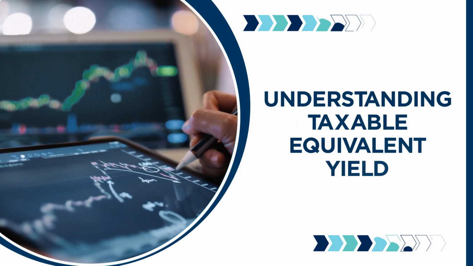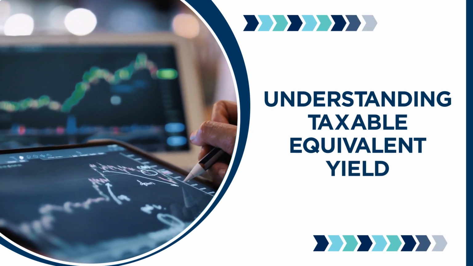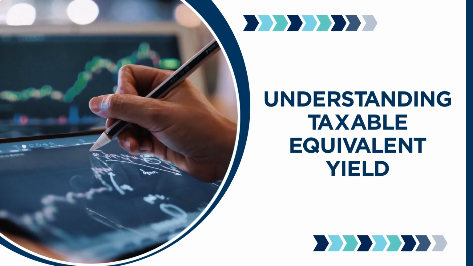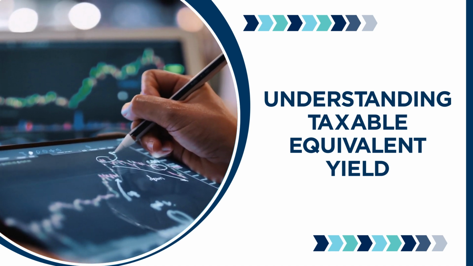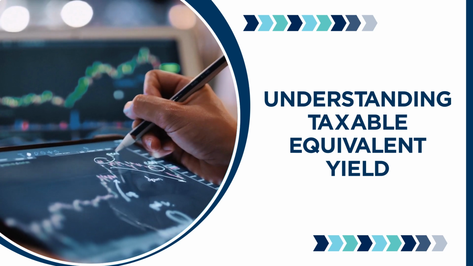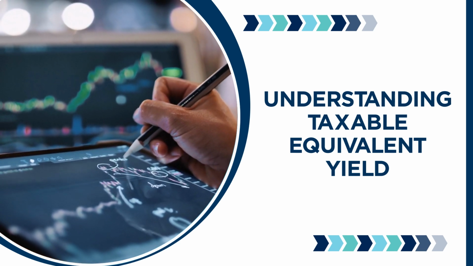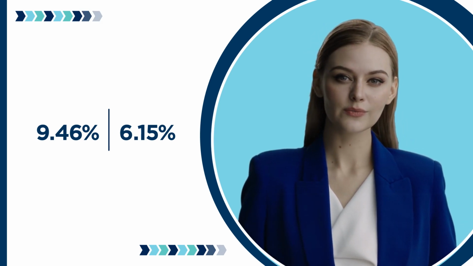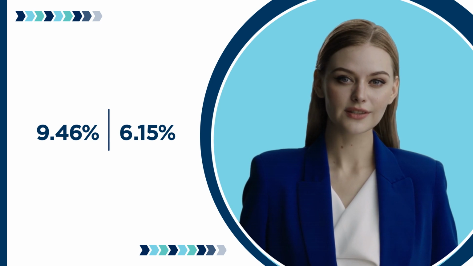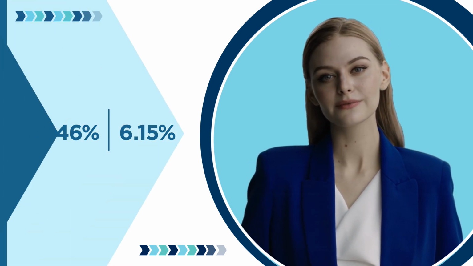I would like to share with you a breakdown of a blog we currently have available at dmi.com/blog called Understanding Taxable Equivalent Yield, or when does 9.46% equal 6.15%. 9.46% is the taxable equivalent yield needed to match a 6.15% tax-deferred yield in a non-qualified account.